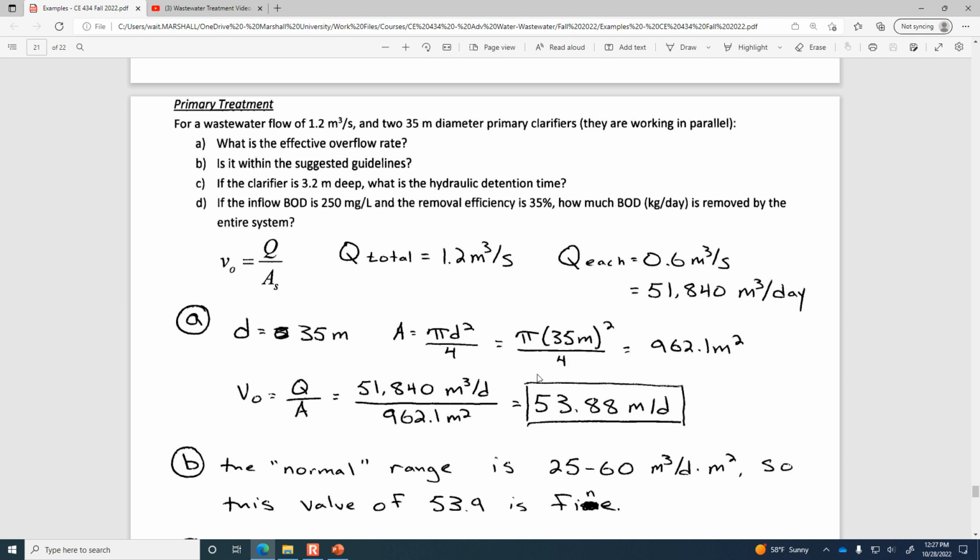You'd get the same number if you had kept the 1.2 as the flow rate and then you just found the total area. So if you found the total area and used the full flow rate, you'd end up with the same 53.88. And it's at the high end of the loading rate, but the normal range goes between 25 and 60, and so, you know, this is in the ballpark for sure of what a clarifier should be able to handle.